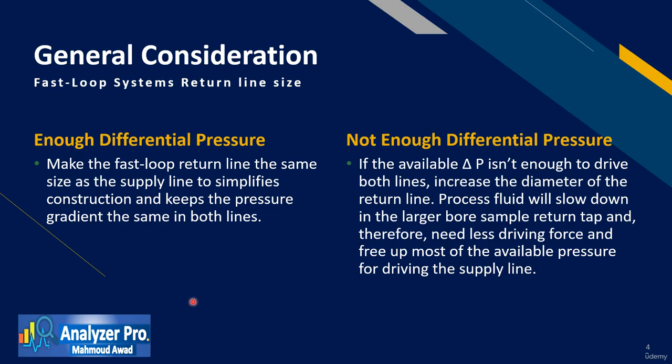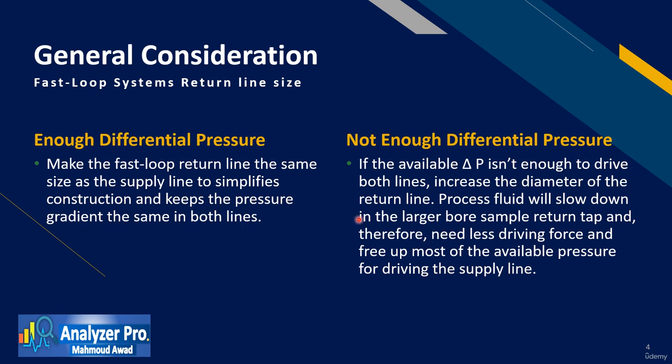Another point we are going to discuss is the size of the fast loop system return line. We have two cases. The first case is where we have enough differential pressure between the sample point and the return point. In this case, make the fast loop return line the same size as the supply line to simplify construction and keep the pressure gradient the same in both lines.